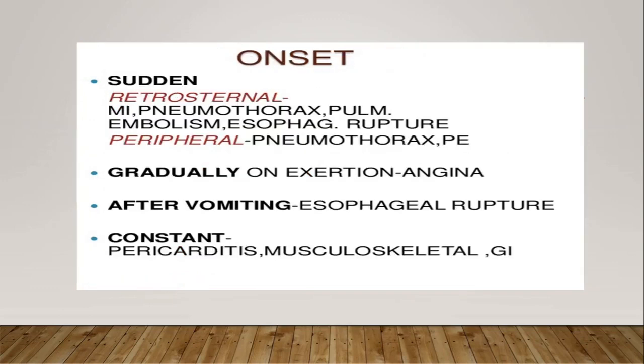The onset is very important. Sudden retrosternal chest pain occurs in myocardial infarction, pneumothorax, pulmonary embolism, and esophageal rupture. It is peripheral in pneumothorax, and gradual on exertion in angina. After vomiting, think of esophageal rupture. Constant pain suggests pericarditis, musculoskeletal, and GI causes.